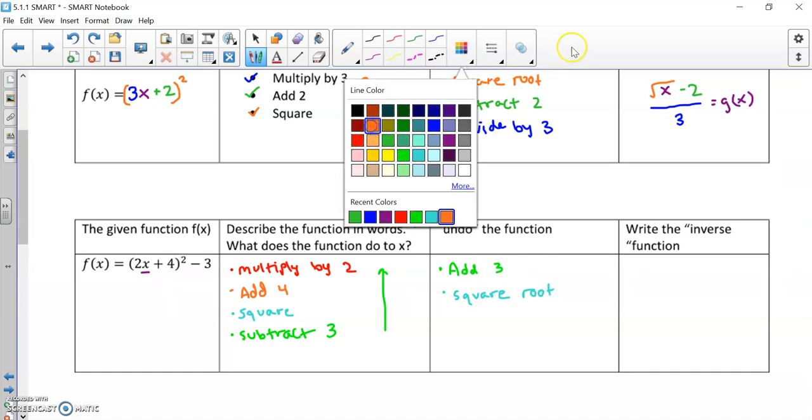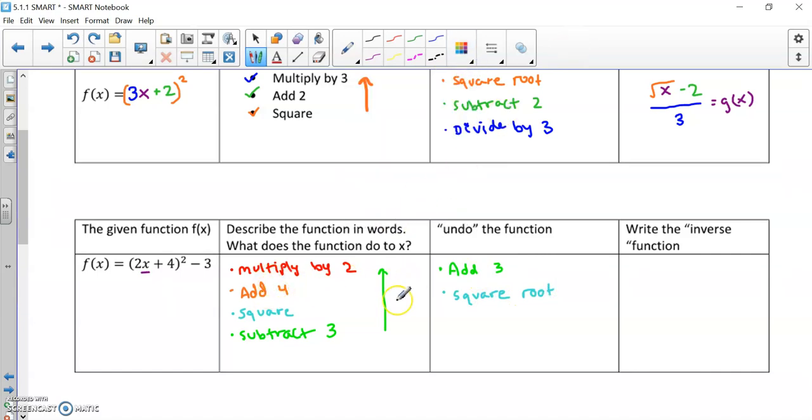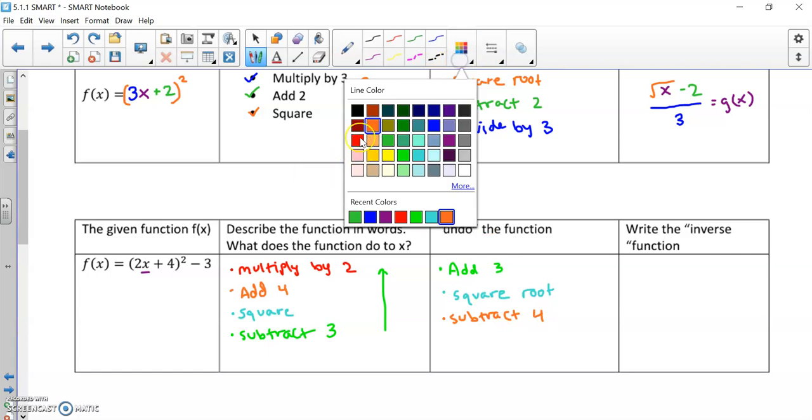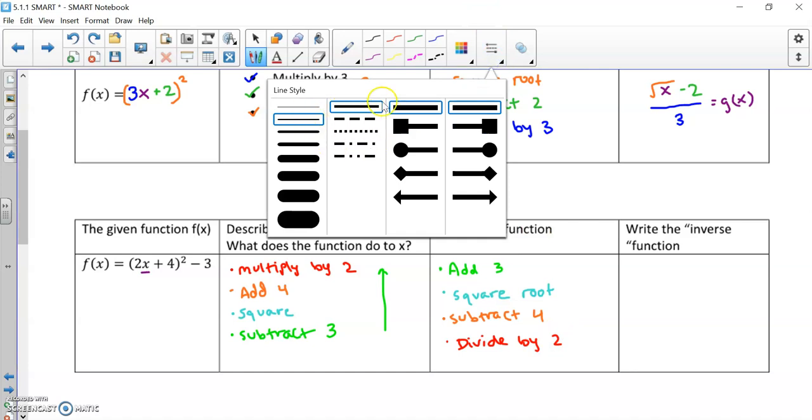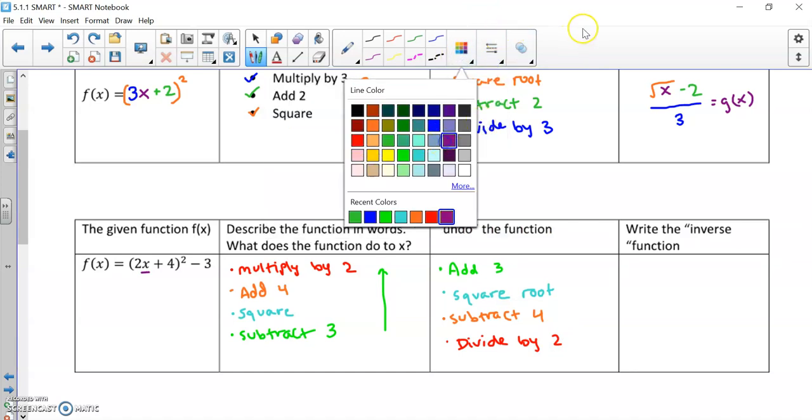Instead of adding 4, we will subtract 4 because that's the opposite. And lastly, because we have multiply by 2 here, the opposite of multiplying is dividing. So we will put divide by 2. All right, we're ready to create our actual function.